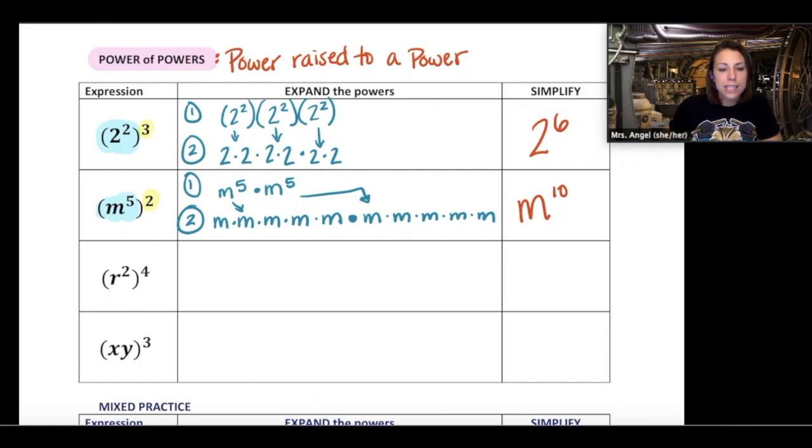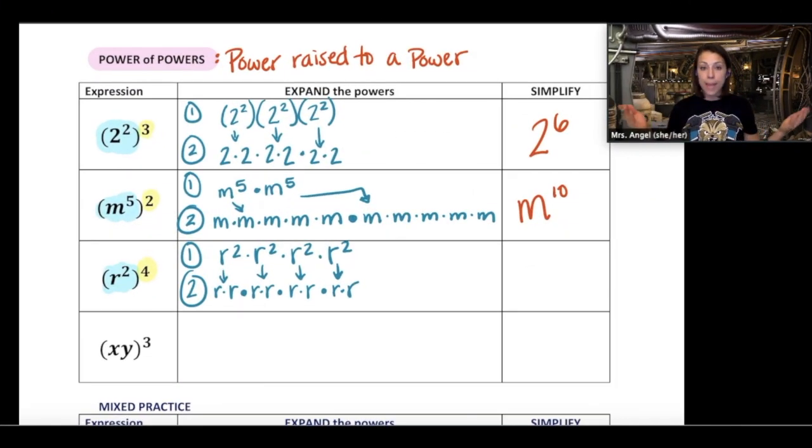Why don't you try example 3, r to the power of 2 to the power of 4, on your own now. Okay, now that we're fully expanded, let's figure out how many r's there are. We've got 1, 2, 3, 4, 5, 6, 7, 8. So this as a single power would be r to the power of 8.